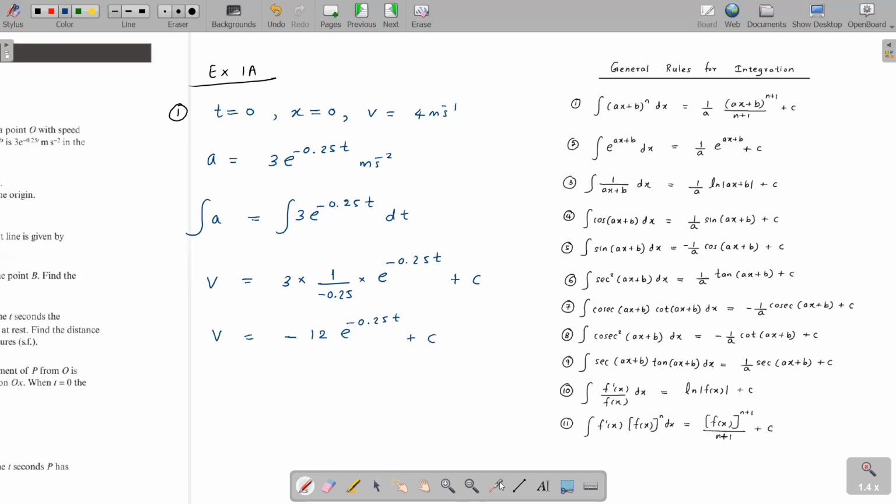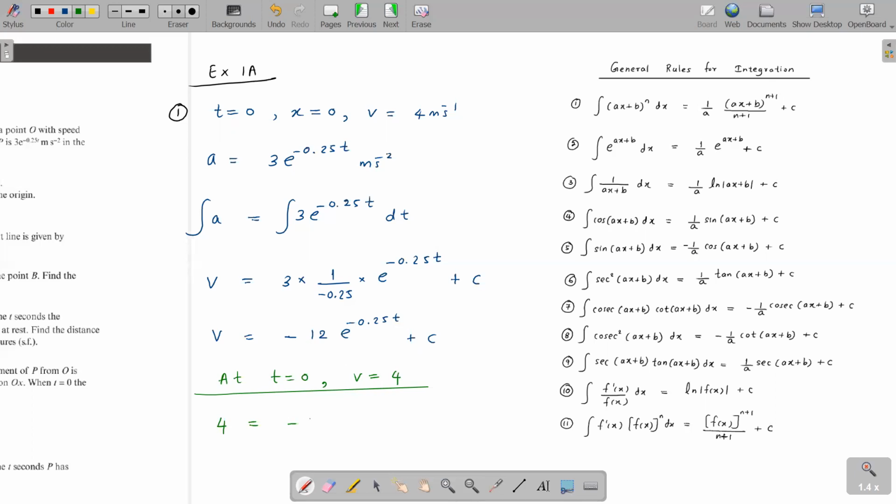Now, are we done? They asked you to find the velocity. Have we completely found the velocity function yet? No, we also have to find the value of the unknown c. To find the unknown c, that's why they give you these boundary conditions at the beginning. What are the conditions they've told you? At time 0, velocity is 4. So use that. Substitute the boundaries.